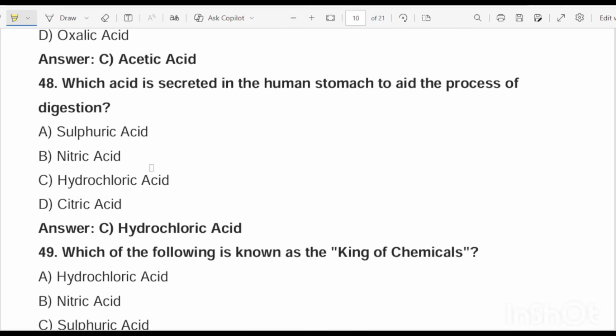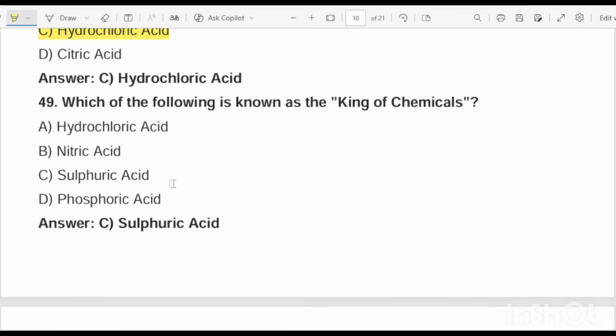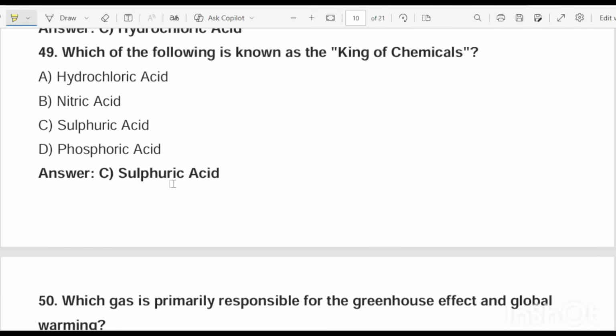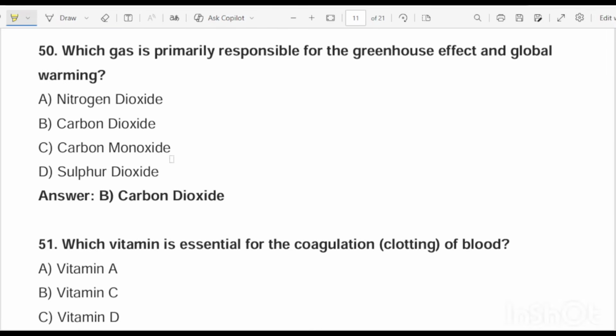Next question. Which acid is secreted in the human stomach to aid the process of digestion? So option C, hydrochloric acid, also called HCl. Next question. Which of the following is known as the king of chemicals? Correct option, option C, sulfuric acid. Next question. Which gas is primarily responsible for the greenhouse effect and global warming? Correct option, option B, carbon dioxide.